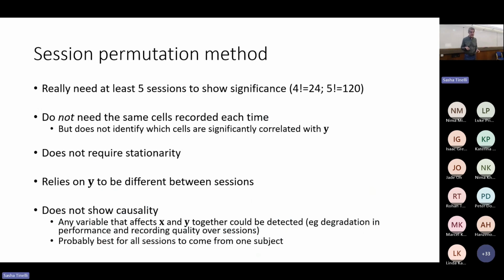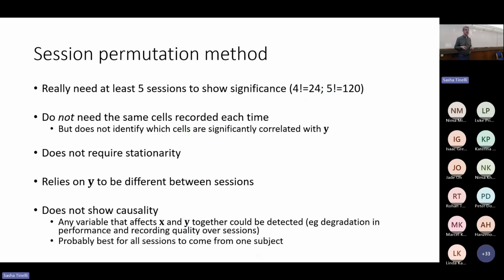All right, so for the session permutation to work, you really need at least 5 sessions, because the smallest p-value you can get is 1 over the factorial of the number of sessions. So if you've got 4 sessions, 4 factorial is 24, maybe you can get p equals 0.05, but you really want 5 sessions so you can get p less than 0.01. If you want to do a session permutation test, you really need 5 sessions.